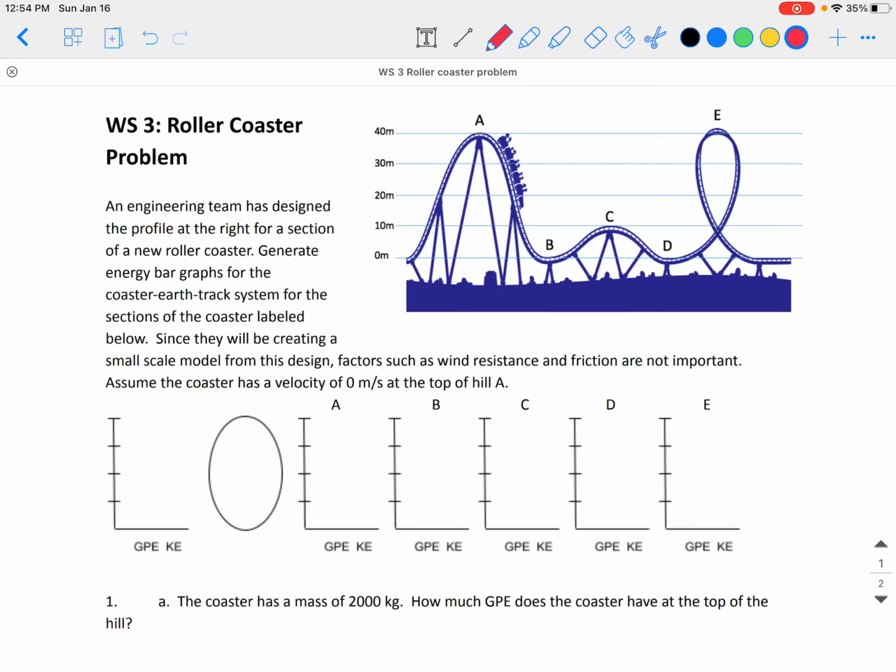All right, so we are doing the answer key for the roller coaster problem. In this problem, we've got this design of a roller coaster here, and we are going to generate an energy bar graph for the coaster, earth, and track system modeled in this roller coaster.